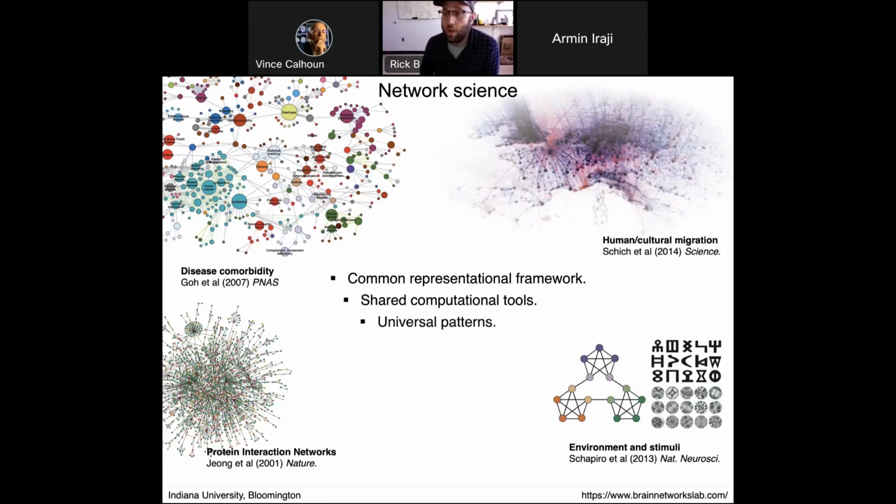And to the extent that we care about it, many physicists are interested in, say, universal patterns, properties that are shared across all networks. So network science is a useful way of representing complex systems. It strips away lots of details and allows us to use the same framework in lots of different, diverse contexts.